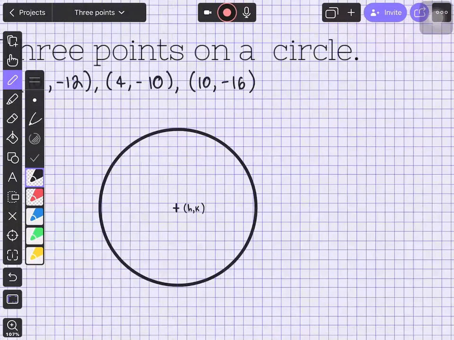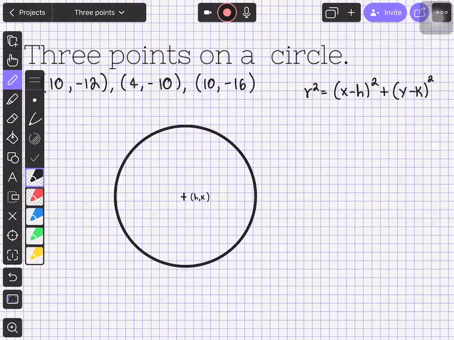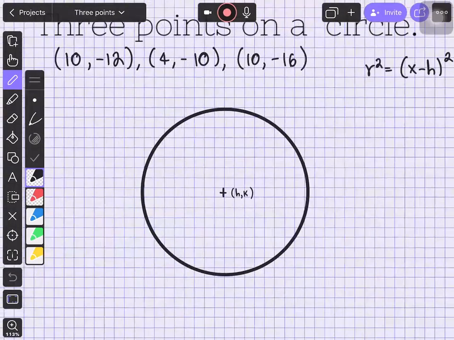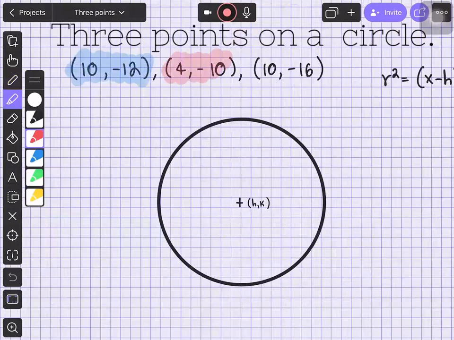We know that the equation of the circle is defined as r squared equals x minus h squared plus y minus k squared. But we don't have the radius and we don't have the center. So the idea is this. Let's identify first this point. Let's call this one here the blue point. Let's call this one here the red point. And let's call this one here the green point.